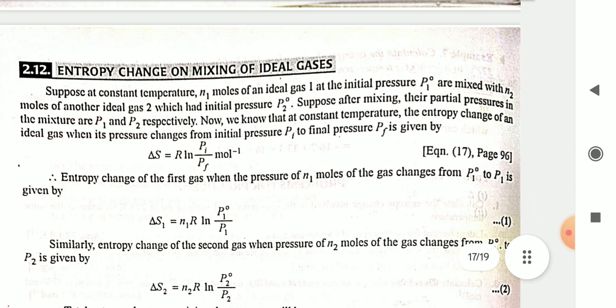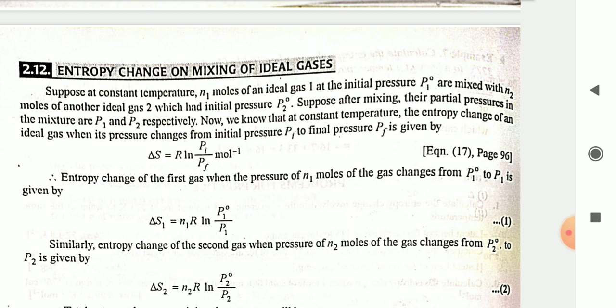Entropy change on mixing of an ideal gas. Suppose at constant temperature, N1 moles of ideal gas 1 at the initial pressure P1 naught are mixed with N2 moles of another ideal gas 2 which had initial pressure P2 naught. Suppose after mixing their partial pressures in the mixture are P1 and P2 respectively.